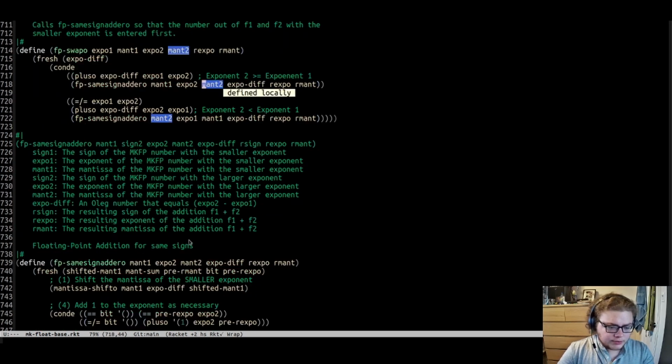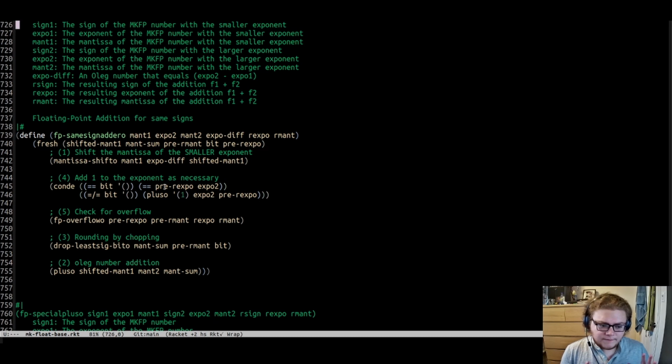So then going down to FP same sign adaro, it follows the same steps as Malika just described, however, they are out of order, and this is for performance reasons, which was determined experimentally by running tests over and over again.